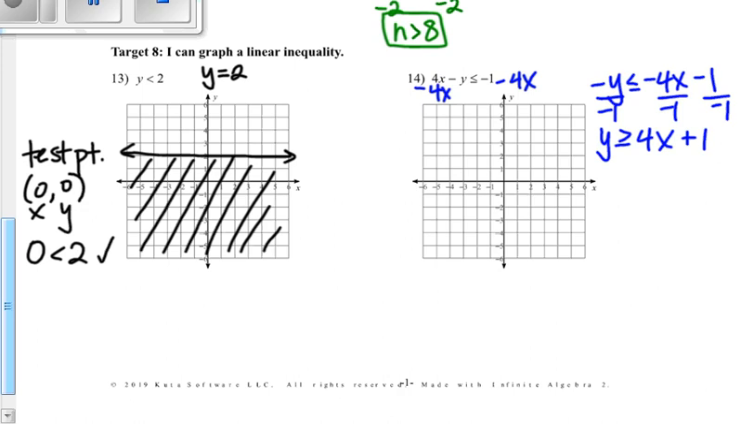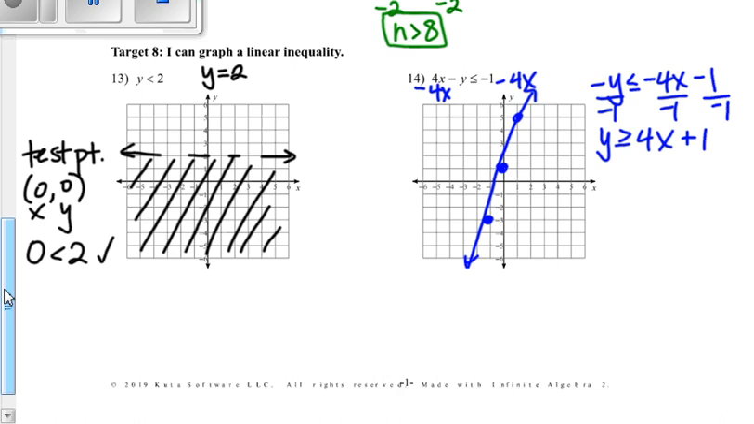A y-intercept of 1, a slope of 4. Make sure you're going uphill when you do that. This is going to be a solid line. Oop, I just realized on the last problem, hopefully you caught this, I did not do a dotted line, so let's fix that real quick because it's not equal to. Hopefully you caught that.